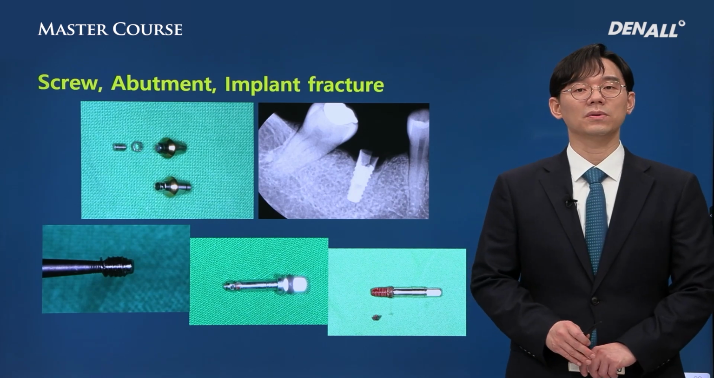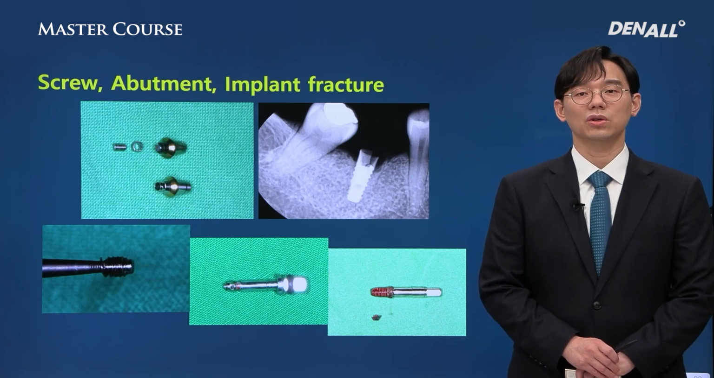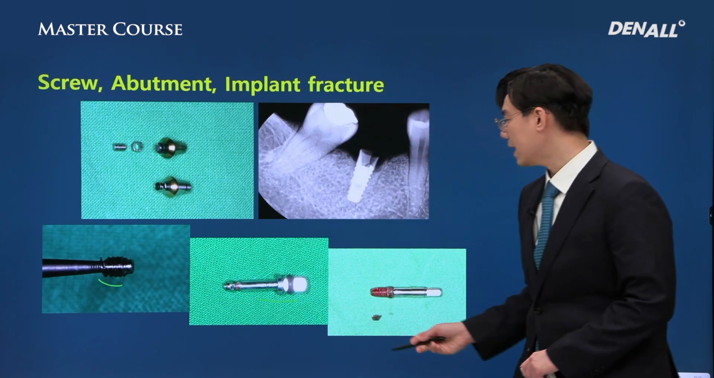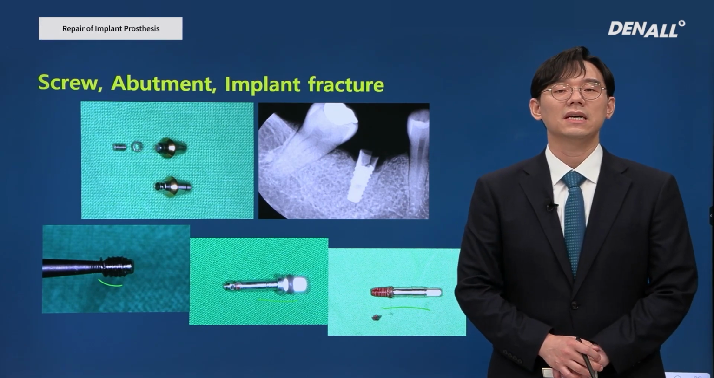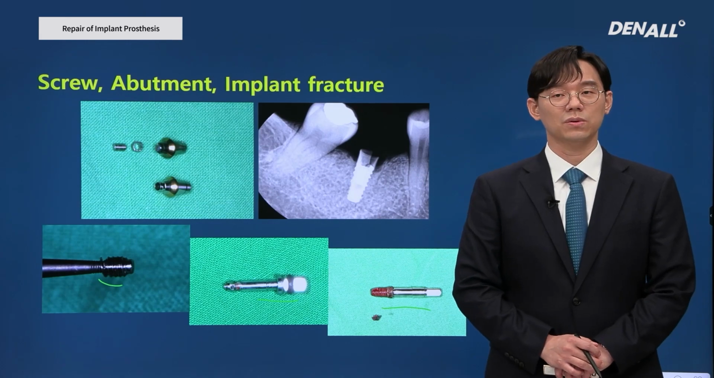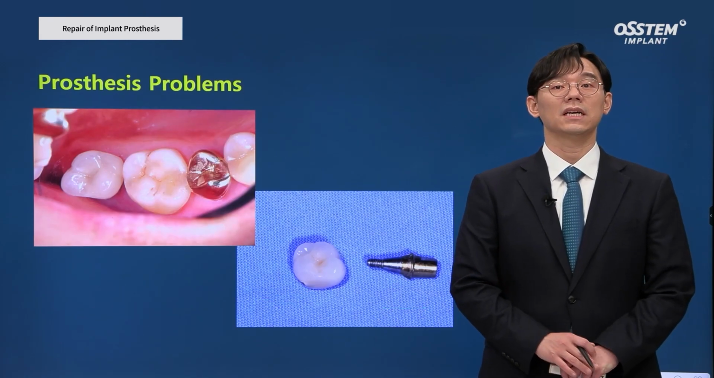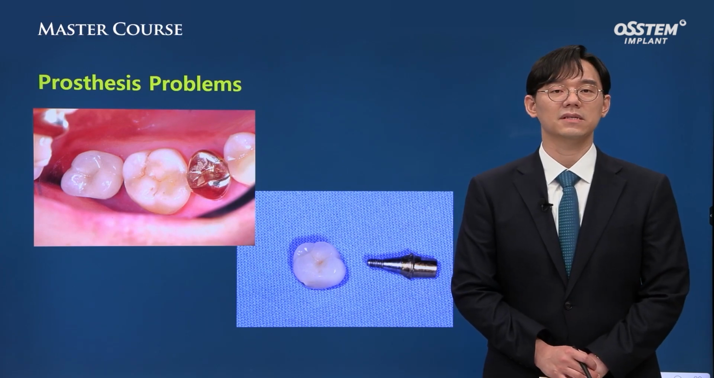As implant functions, there can be abutment or abutment screw fractures. The implant itself can fracture as well. In this case, you can use ESR kit or EFR kit to solve the problem. This will be addressed in detail in Prosthodontic Master course. Today, I want to focus on situations where there's a problem with the prosthesis.